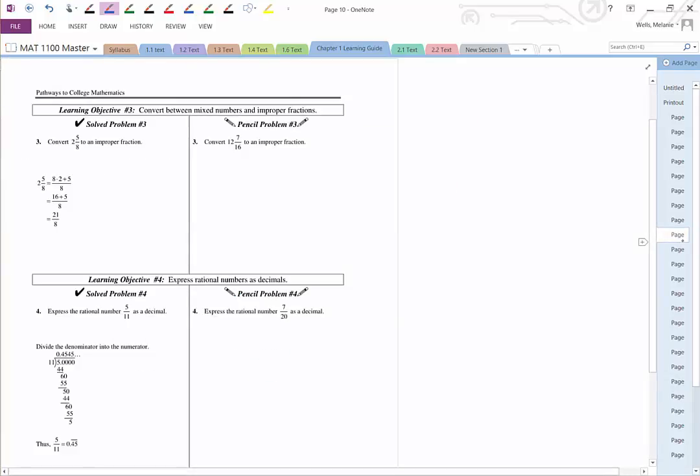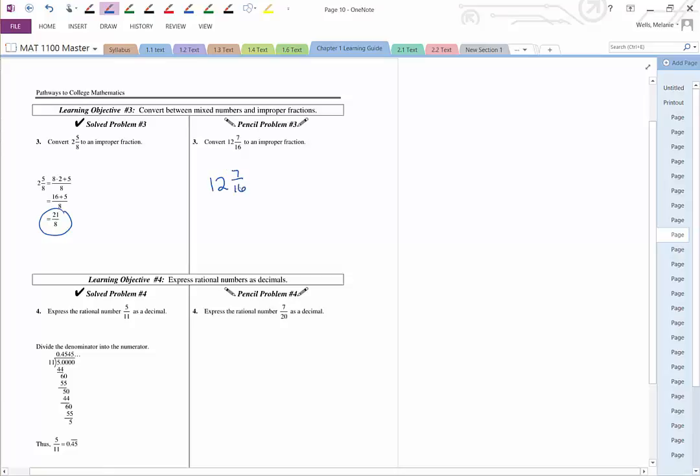Number 3 says to convert 12 and 7/16 to an improper fraction. Improper fraction is going to be a fraction written kind of like the solved problem, where I have a numerator that's larger than the denominator. Okay, so we're going to do this by taking, I'm going to write it similar to the way that they've already worked that out.